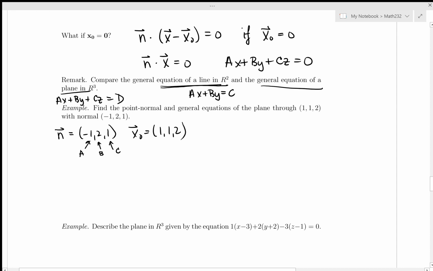In our normal vector, so I can easily write the point normal form. It looks like this: minus 1 times (x minus 1) plus 2 times (y minus 1) plus 1 times (z minus 2) is equal to 0. So this is the point normal form.